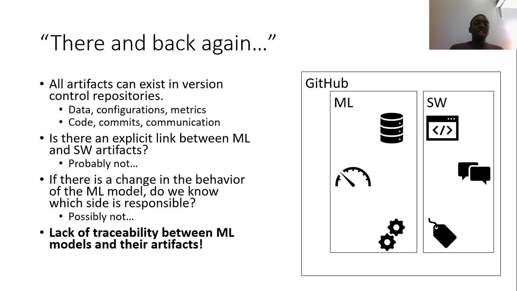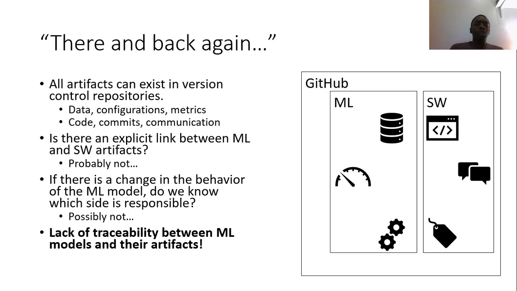And now the question is, is there any explicit link between machine learning and software artifacts? What we're saying is that probably not, because machine learning artifacts can be mainly files or links, for example data and configurations, while software artifacts are code, commits, communication, etc. And usually developers do not explicitly describe or identify these links.